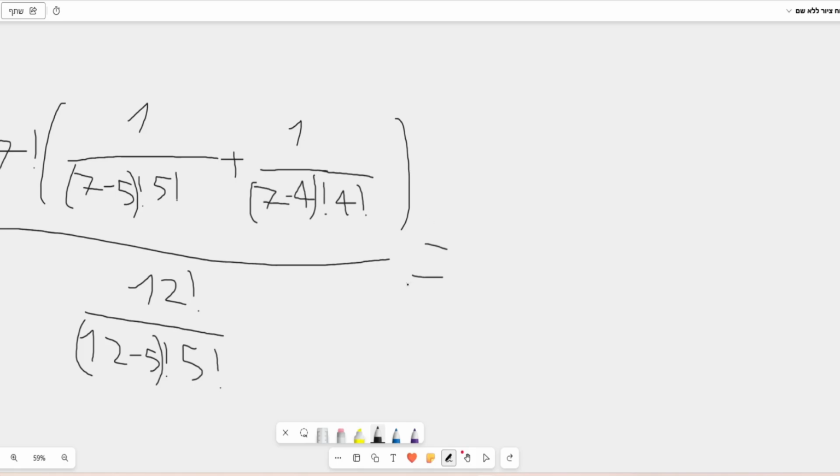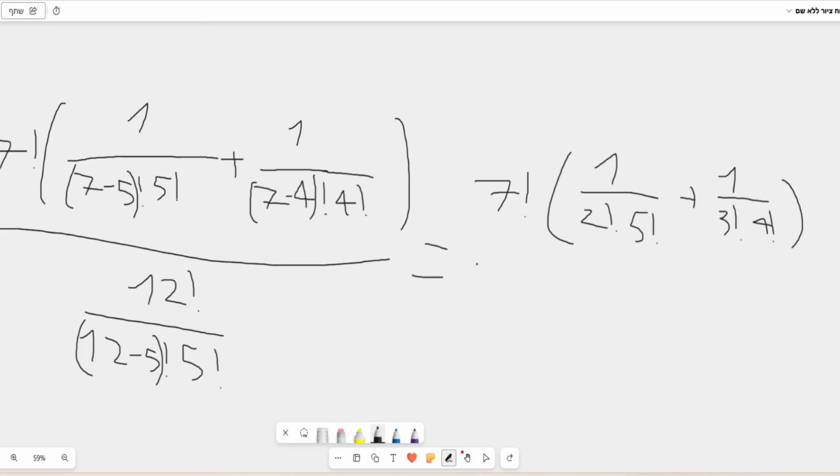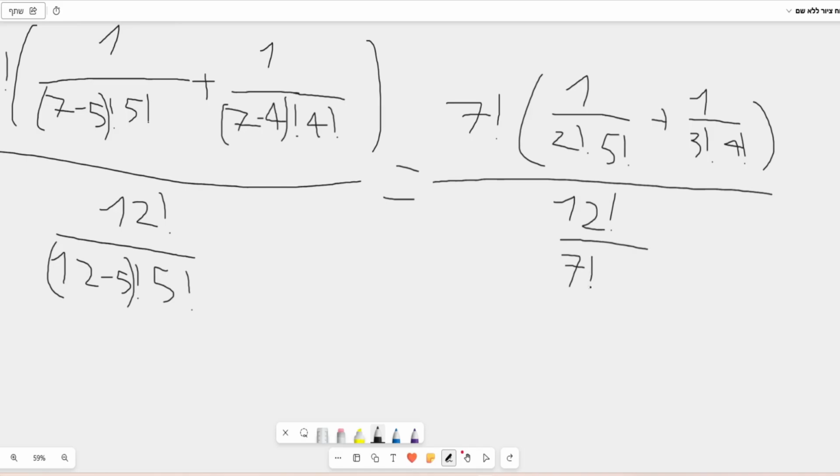So we're going to have 7 factorial times 1 over, wait, no, 2 factorial, sorry, 2 factorial times 5 factorial, plus 1 over 3 factorial times 4 factorial, over 12 factorial over 7 factorial times 5 factorial.